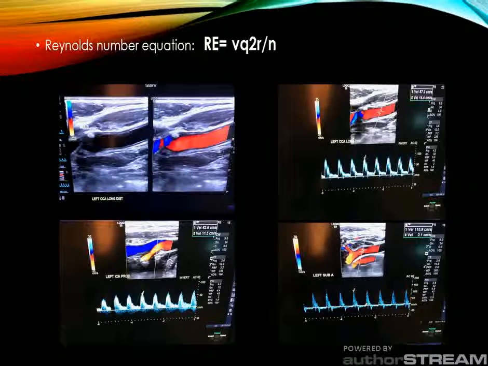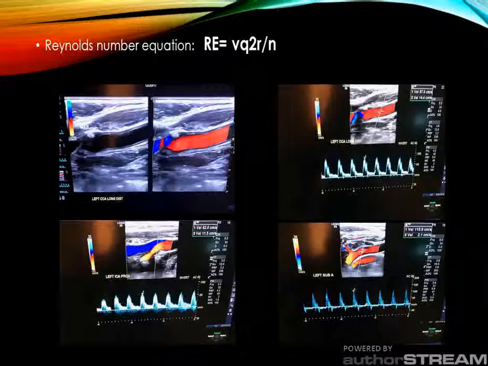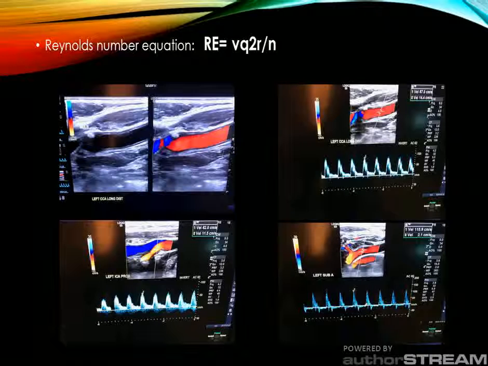Here is an example of normal turbulent flow in the bifurcation due to the large common carotid artery splitting into the smaller internal carotid artery and external carotid artery. The turbulent flow visualized at bifurcations is the reason why it is a common location for stenosis.